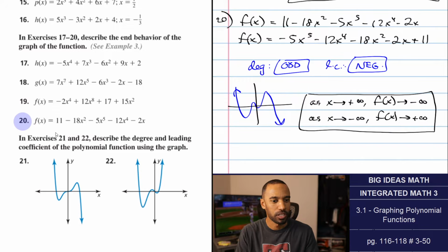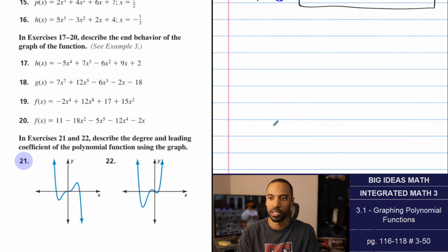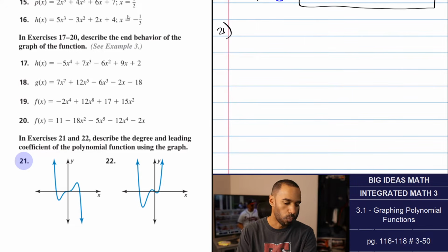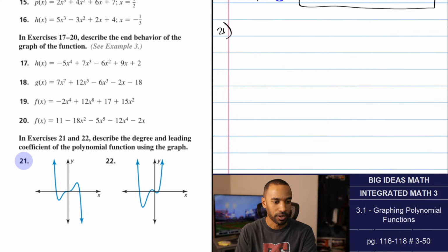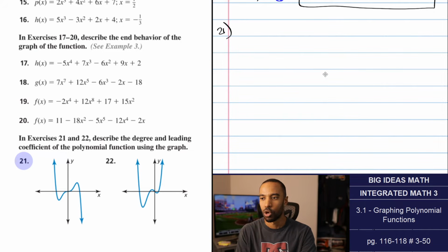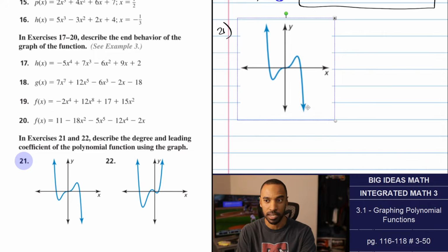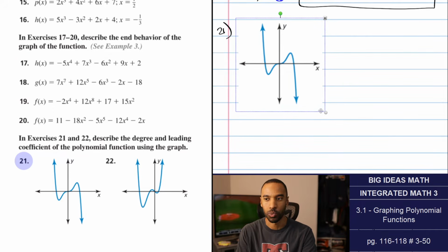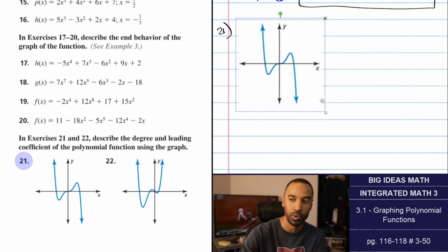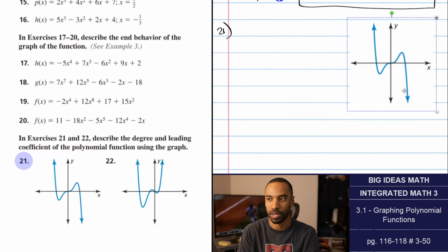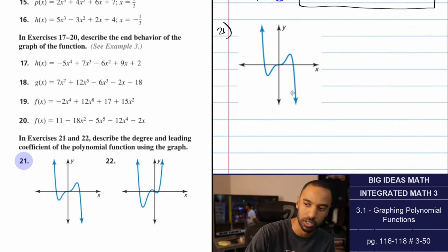All right, numbers 21 and 22, we're going to describe the degree and leading coefficient of the polynomial using the graph. So, hey, on 21 and 22, and I'm not going to copy them down. Well, I can copy paste them. But what we're looking for is end behavior and whether they start and finish in the same direction. So we might not know for sure what degree it is by number and what the actual coefficient is by number, but we can know whether it's even or odd and what its sign is. Those are the important parts to us.